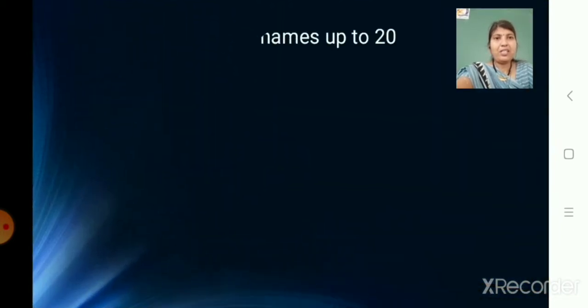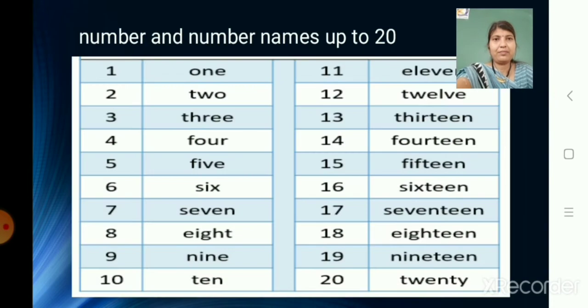Now student, we will see first numbers and number names up to 20. See how to write number 1? Here numbers are given and number names are given. So we will just have a revision of it. 1, O-N-E, 1. 2, T-W-O, 2. 3, T-H-R-E-E, 3. 4, F-O-U-R, 4. 5, F-I-V-E, 5. 6, S-I-X, 6.